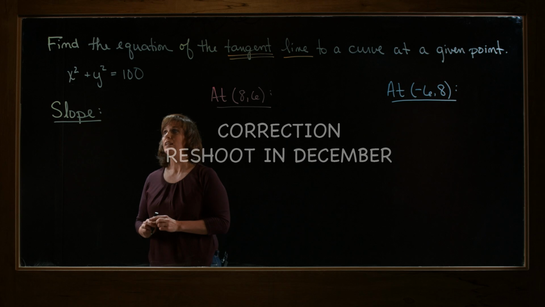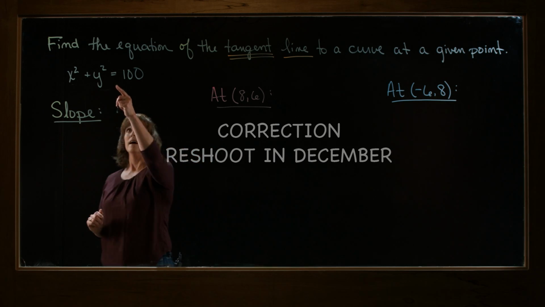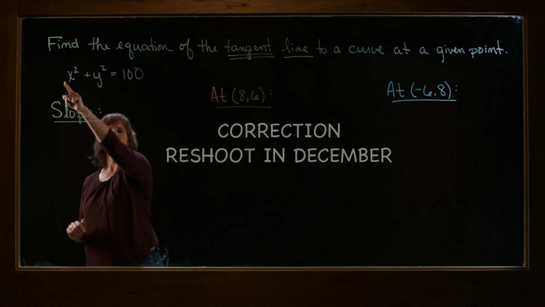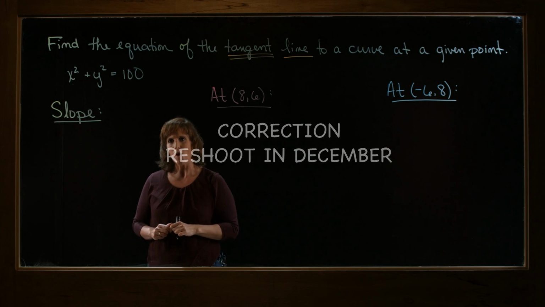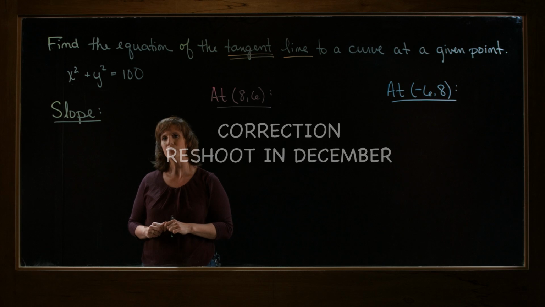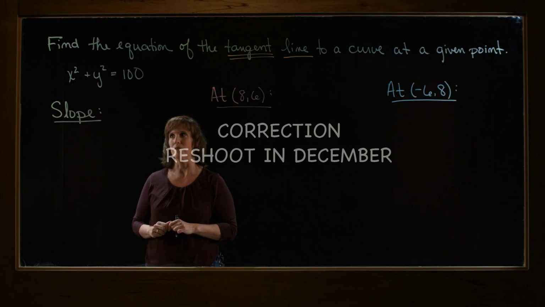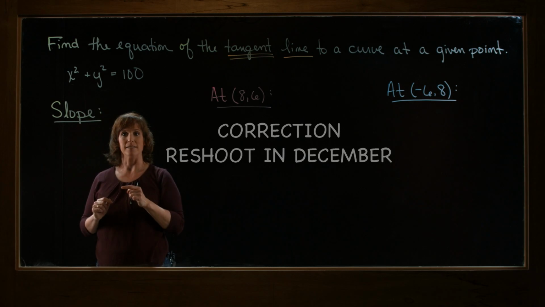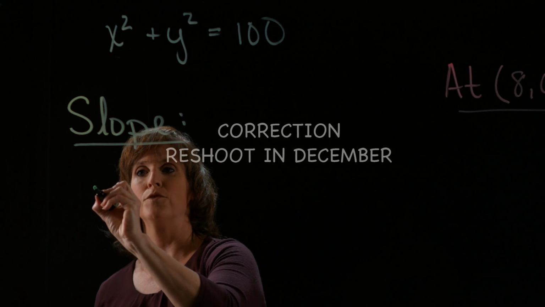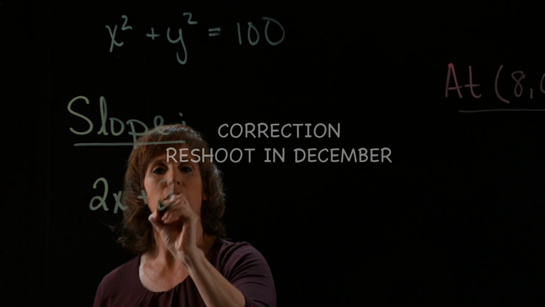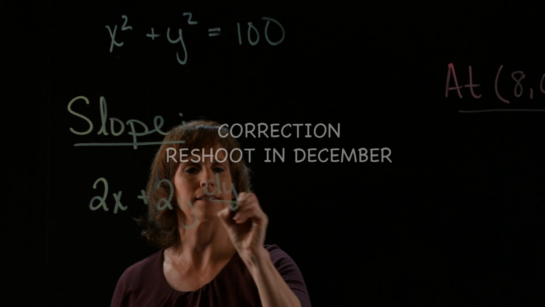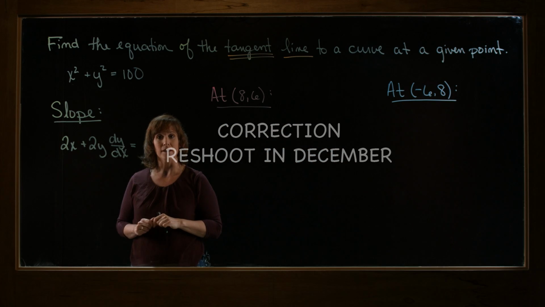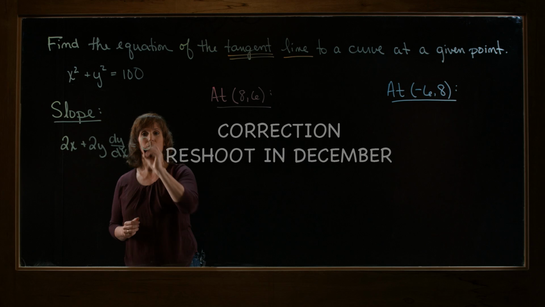So let's begin by finding the slope of any tangent line to my curve. The slope is going to be dy/dx. But when I look at my equation, it's not solved for y. So I'm going to need to use implicit differentiation to calculate that derivative. So in implicit differentiation, I want to differentiate both sides. On the left-hand side, my derivative is 2x plus 2y dy/dx. And on the right-hand side, I just have a 100. The derivative of any constant is 0.